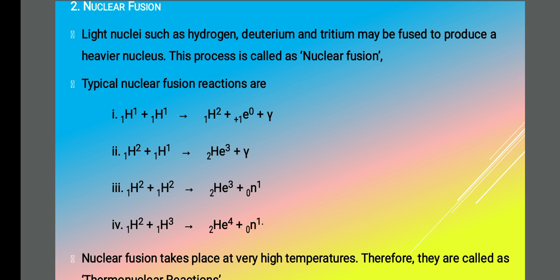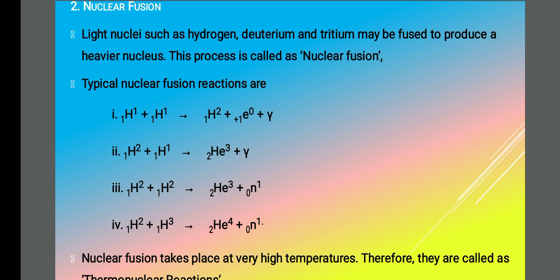So first we can see what is said to be nuclear fusion. Light nuclei such as hydrogen, deuterium and tritium may be fused to produce heavy nucleus, and this process is called nuclear fusion. Is it clear? The isotopes of hydrogen are hydrogen, deuterium as well as tritium: 1H1, 1H2, 1H3. So these light nuclei fuse together to produce a large or heavy nucleus, and this phenomenon we call nuclear fusion.